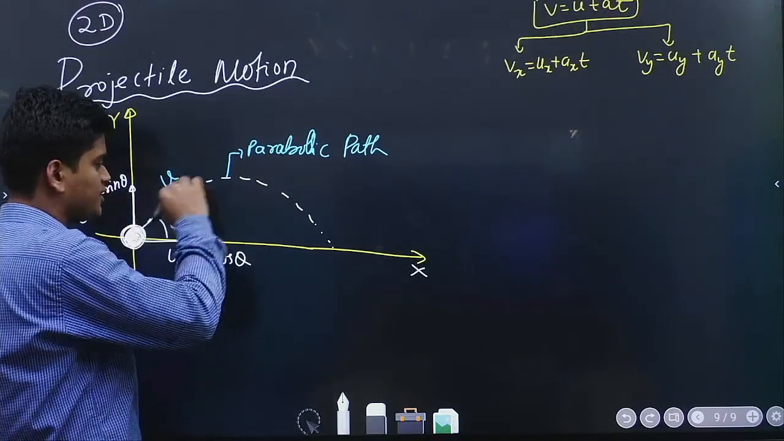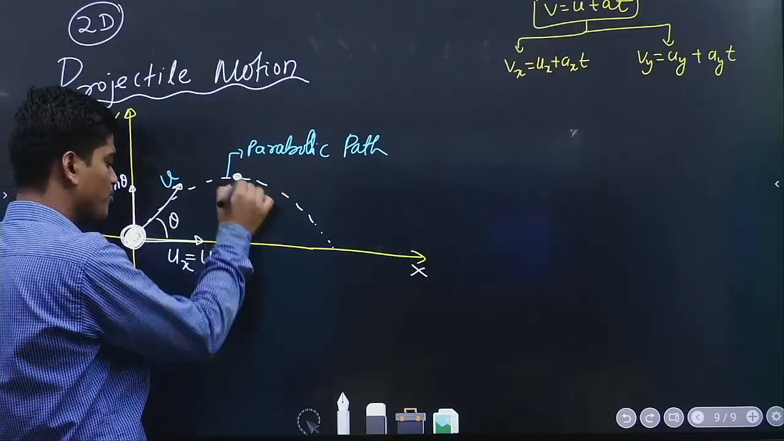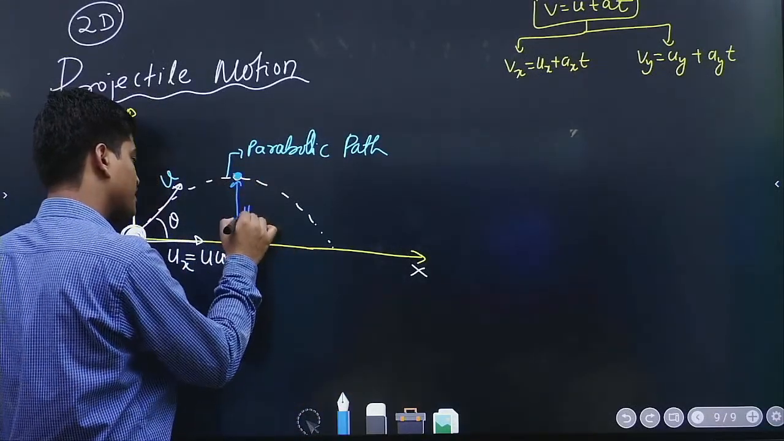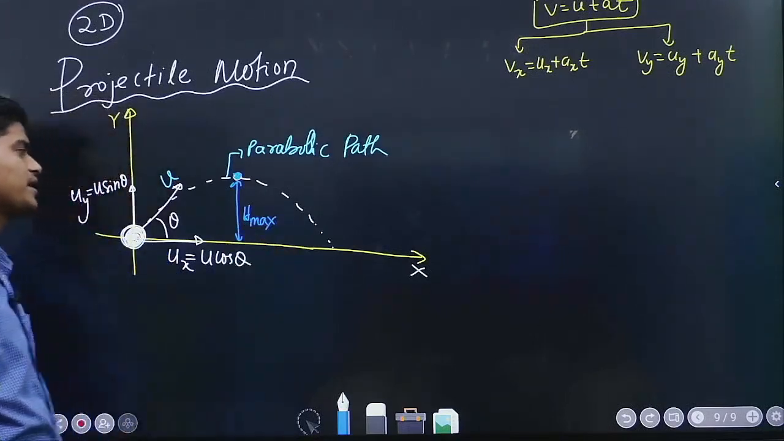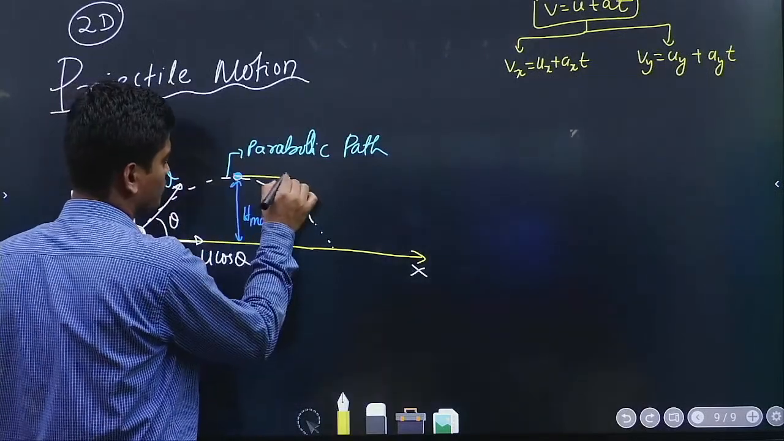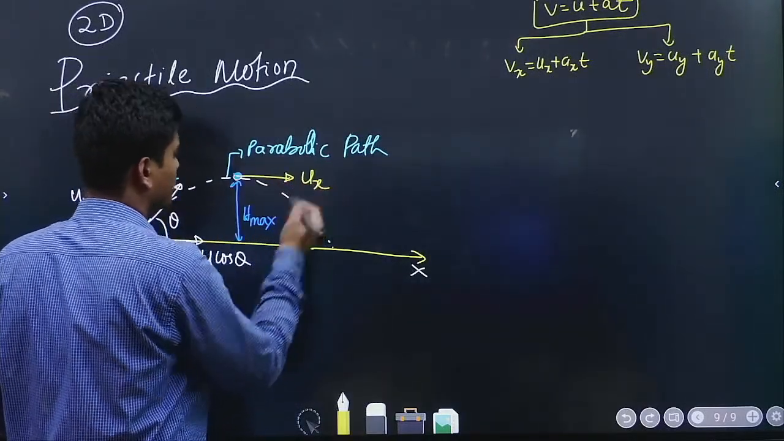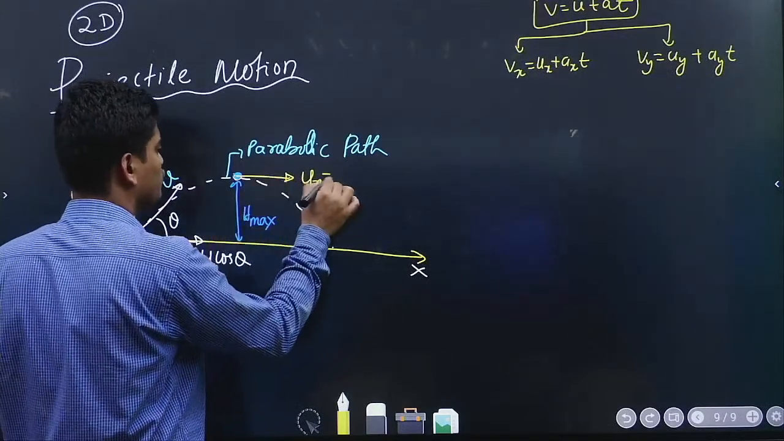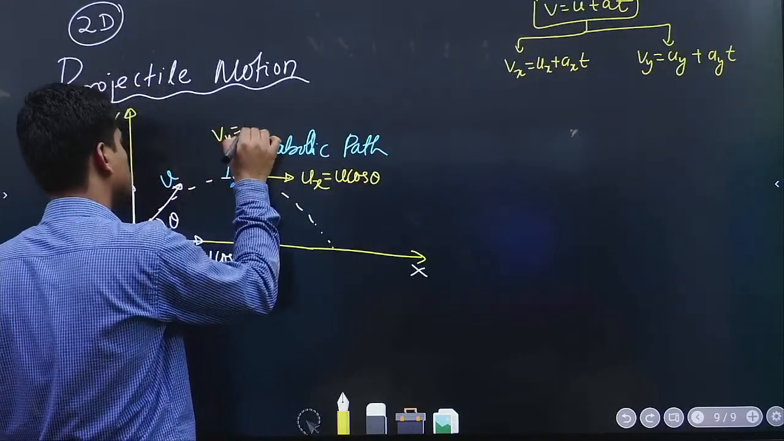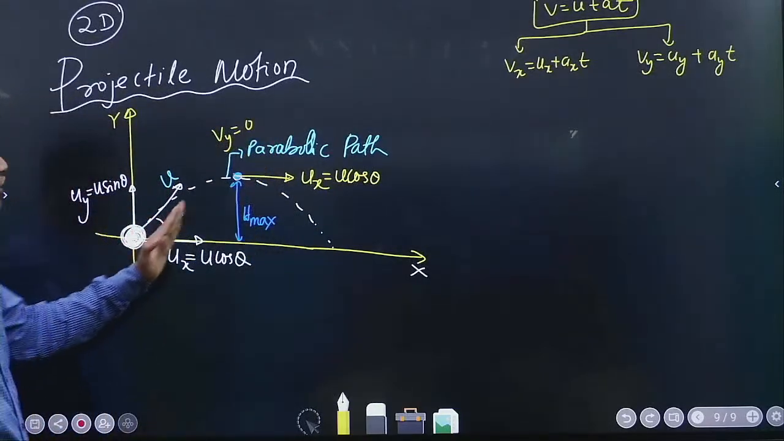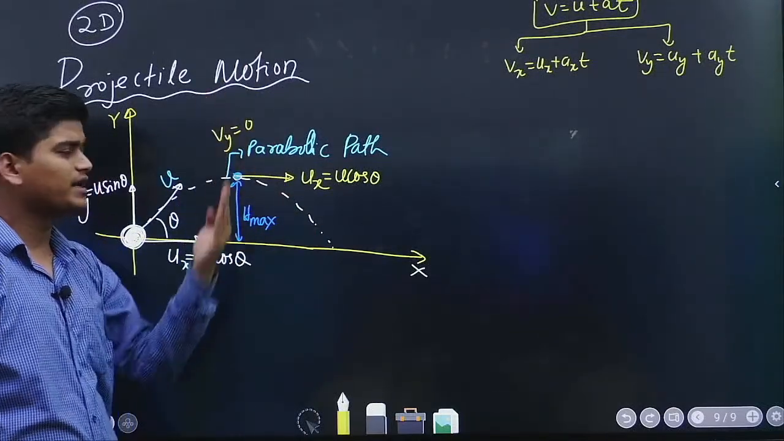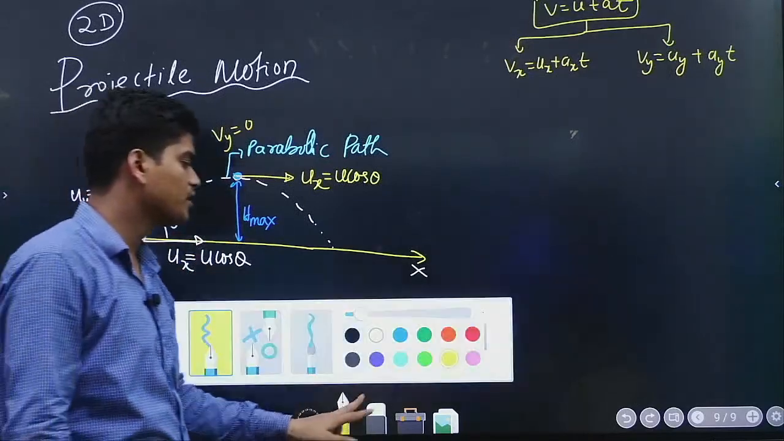And here the particle is moving, and this will be the maximum point. This is your maximum point, and this will be the maximum height attained by the particle. Now here, how much is the velocity? Here only the vertical velocity is 0, and the horizontal velocity ux will be there, that is nothing but u cos theta. And the vertical velocity is 0. That means the particle is not going further up, it is coming back. In the vertical direction, whatever velocity was there becomes 0.